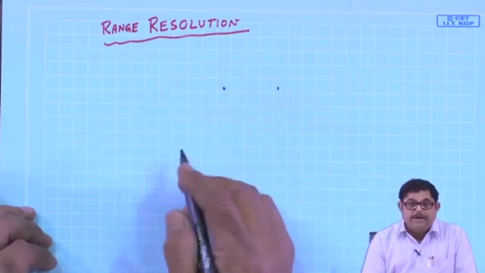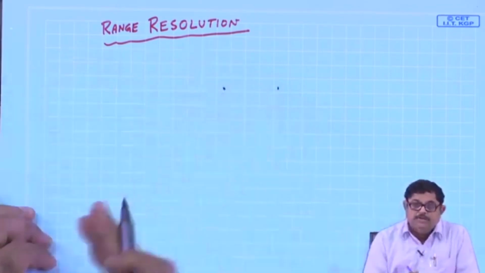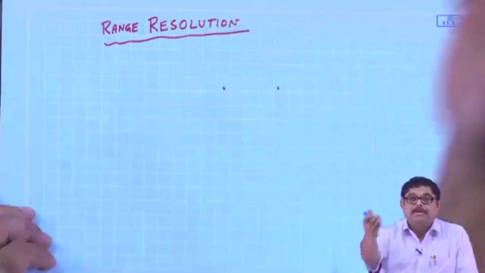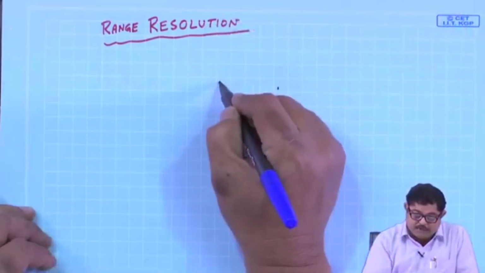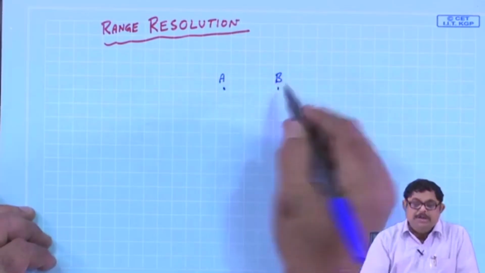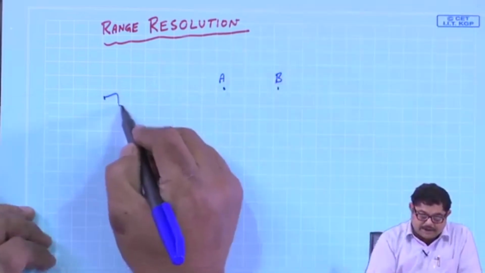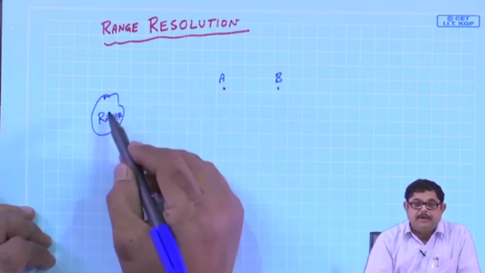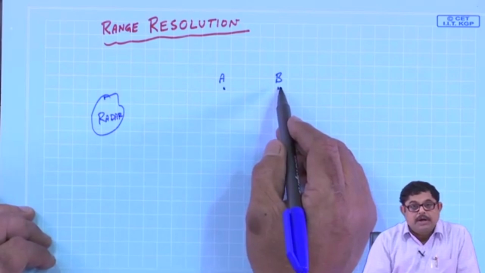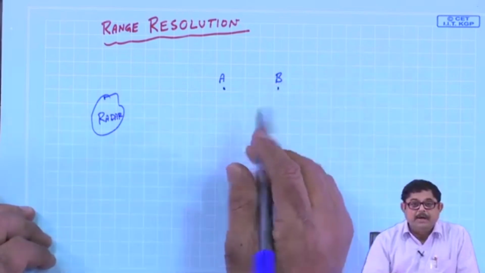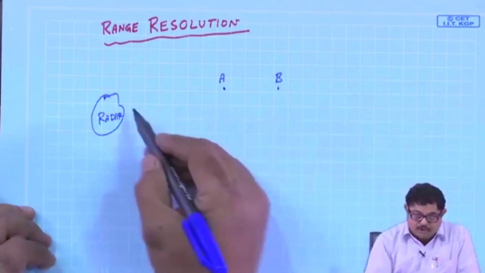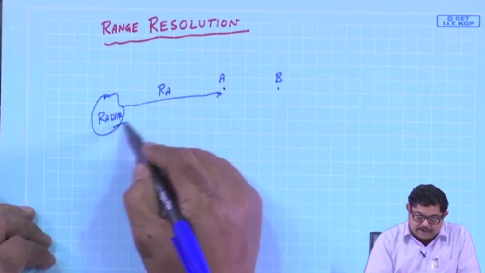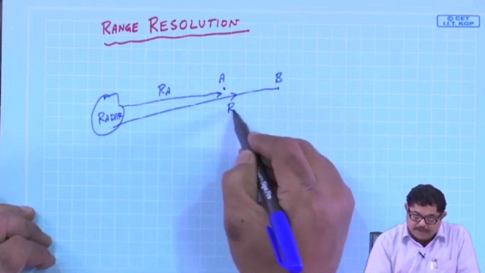I am sending some pulse. In case of radar, suppose these two objects, they are at same angular distance, but at different distances. Let us say two objects A and B. So, B is at a further range from the radar. Let us say this is my radar. So, I will get a return from A. I will also get after some time a return from B, and I will be able to say that there are two objects at the respective ranges of R A and R B.